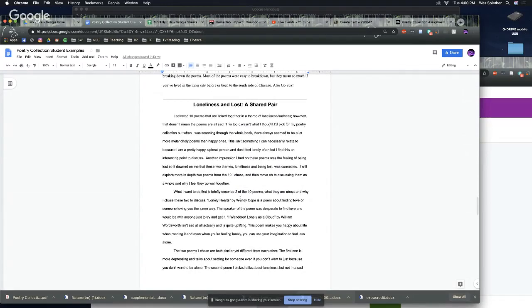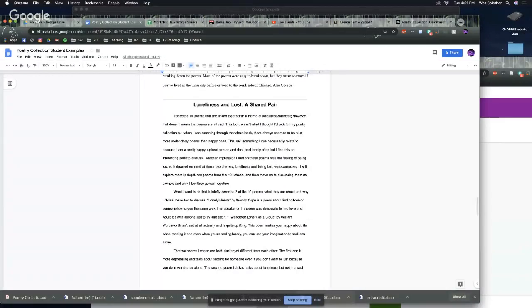This last one, I like this theme, this idea of, I don't know, sadness or loneliness and being lost. I think those things can go hand in hand, but they're also a little different. So I like that she combined more than one idea into her theme.